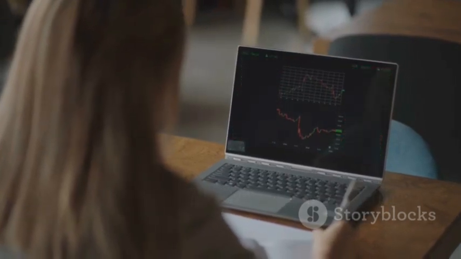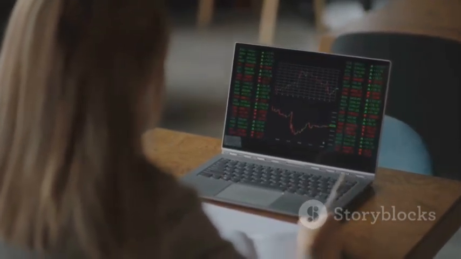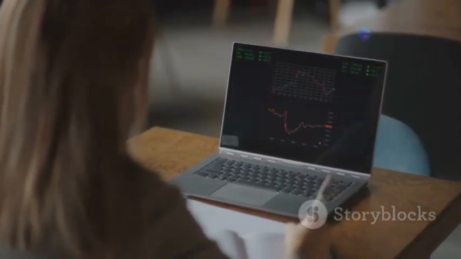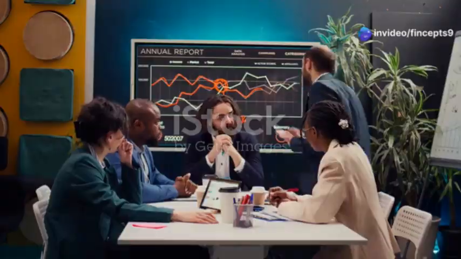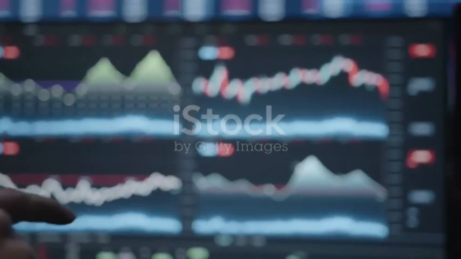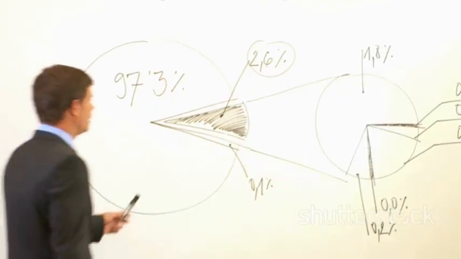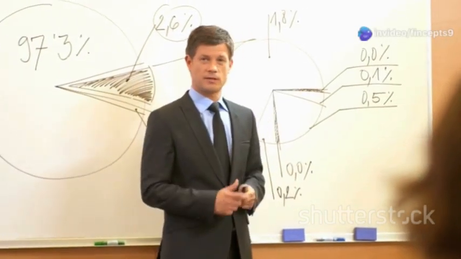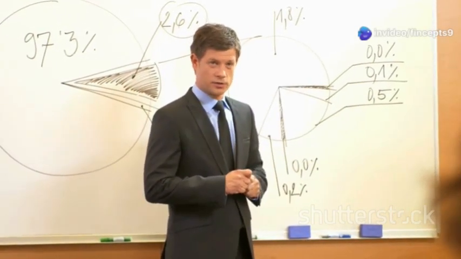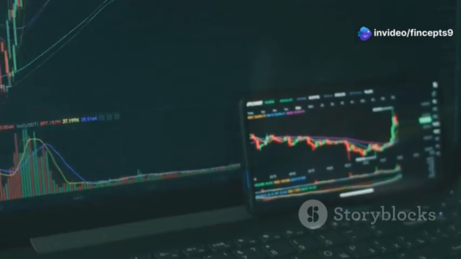Next, let's discuss EV/FCF versus EV/EBITDA, a comparative analysis. EV/FCF and EV/EBITDA are both valuation multiples that take into account a company's enterprise value. However, they differ in the denominator used for comparison. EV/EBITDA relies on earnings before interest, taxes, depreciation, and amortization, or EBITDA, while EV/FCF uses free cash flow.